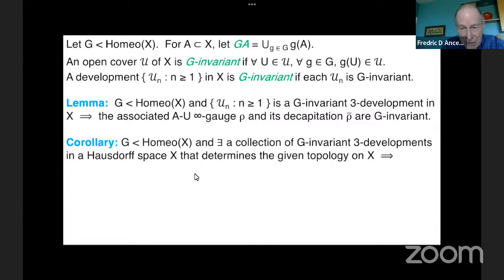Again, if I have a collection of G invariant developments in a Hausdorff space that determines the topology, then that makes the space gauge-able, because I simply take these Alexandrov-Urysohn infinity gauges and decapitate them, and I get a G invariant gauge structure on my space. Here again, I'm not worried about properness at this point, so I don't have to worry about tunnels and things like that yet.